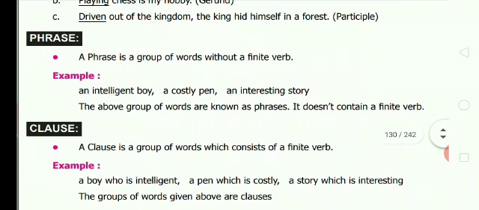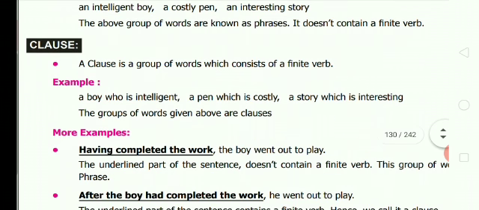Moving on to phrase. A phrase is a group of words without a finite verb. Example, an intelligent boy, a costly pen, an interesting story. The above group of words are known as phrases. It doesn't contain a finite verb. What is a clause? A clause is a group of words which consists of a finite verb, more or less like a sentence. A boy who is intelligent, a pen which is costly, a story which is interesting. The groups of words given above are clauses.